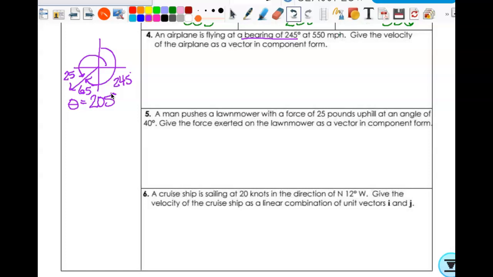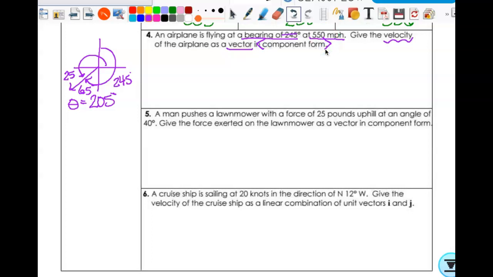Okay, so now that I've done with that, I'm going to mark out 245 so I don't use it by accident. And so it's flying at a bearing of 245 at 550 miles per hour. So that is my magnitude. I want the velocity. So there's a difference between speed and velocity. Speed is just how fast you're going. Velocity also gives you a direction. So give the velocity of the airplane as a vector in component form.